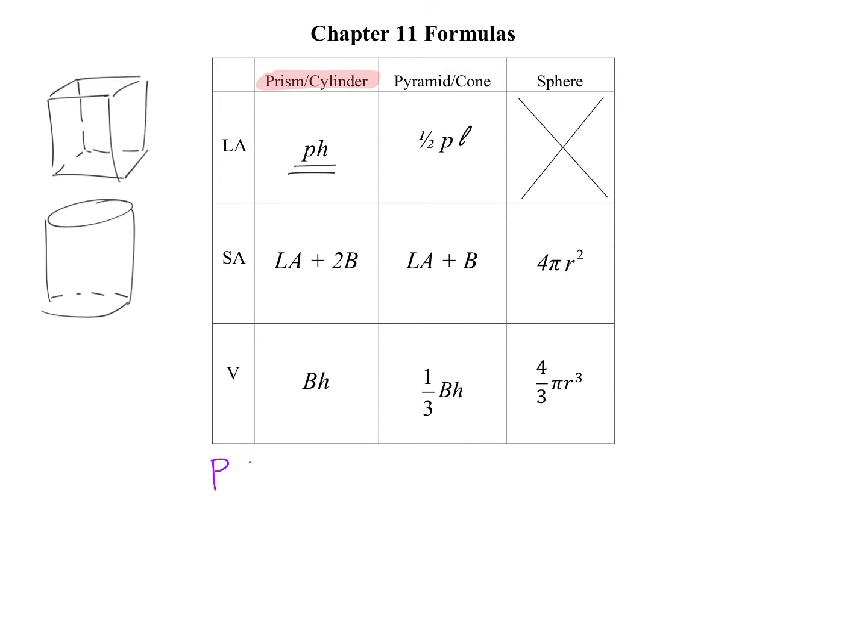Whenever you see a P on this paper, what does P typically stand for? Perimeter. Okay. Now, in this stuff, it is perimeter, but I'm going to give you a more specific perimeter. It is the perimeter of the base, okay? And I'll explain more of that when we get into it.